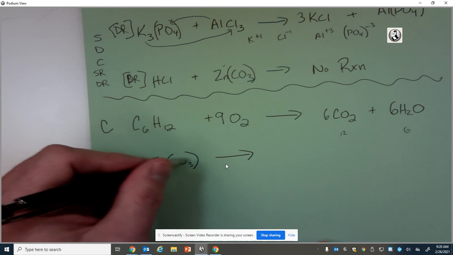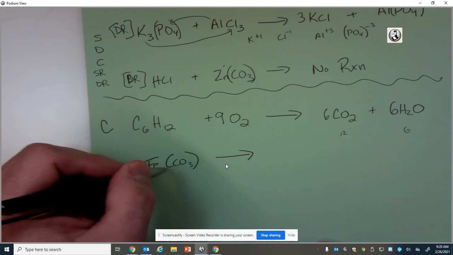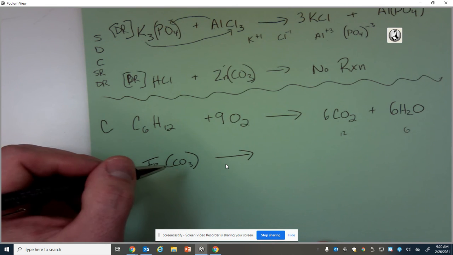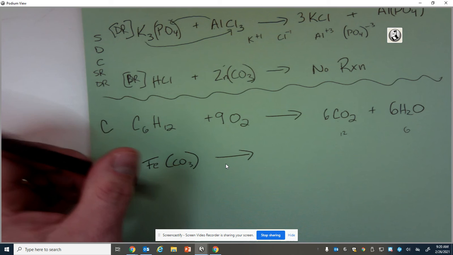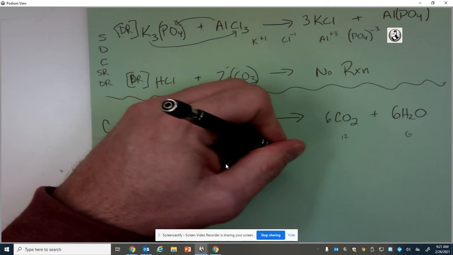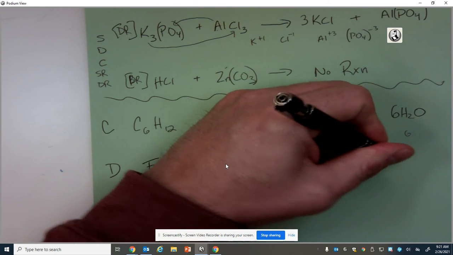Anytime you have carbonate, and this is something you'll learn the farther you get into chemistry, that's going to produce carbon dioxide. Like if carbon dioxide comes into contact with the water, it will make this CO3 ion. So you're going to end up with iron and carbon dioxide.